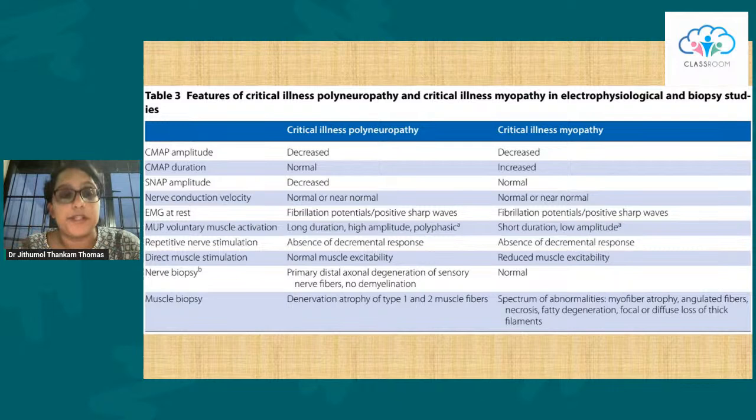Then if it's a muscle biopsy that you take, in neuropathic patients what you will see is denervation atrophy. While in myopathy, what you see is muscle atrophy and necrosis, fatty degeneration. Basically, a lot of muscle changes, atrophy and loss of function. So it is based on your nerve conduction studies, EMGs and muscle stimulation, and finally on your biopsy, that you can distinguish both.